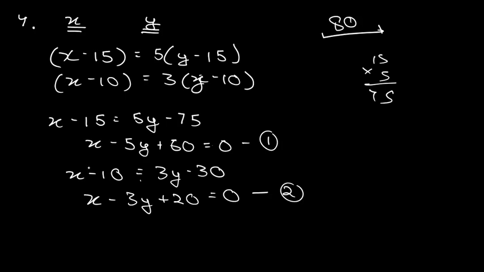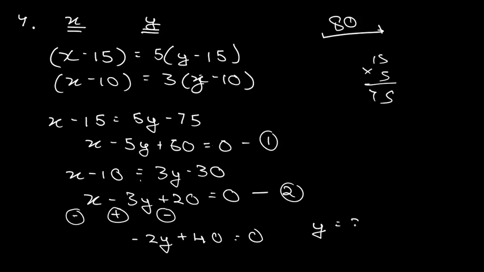Now we can subtract equation number 2 from equation number 1. The x and x get cancelled out, and here we are getting minus 2y plus 40 equals 0. Which means the value of y that we are getting is equal to 20 years.